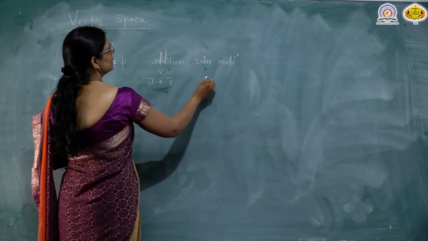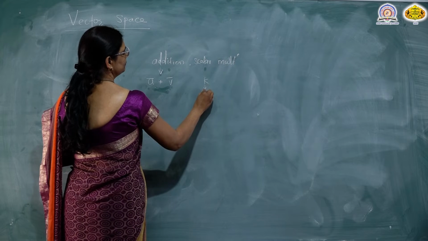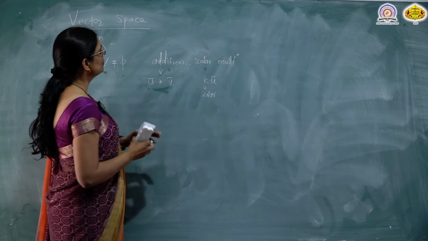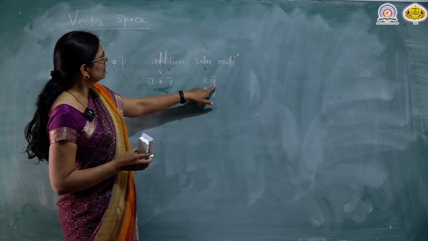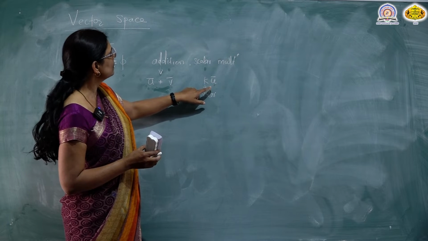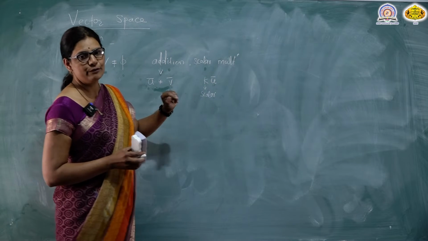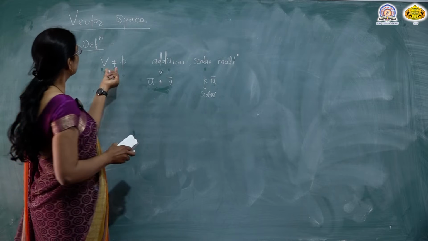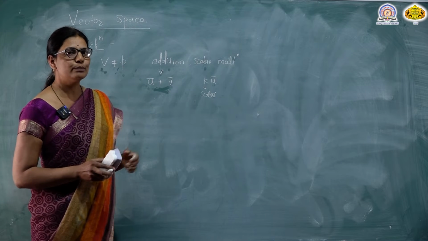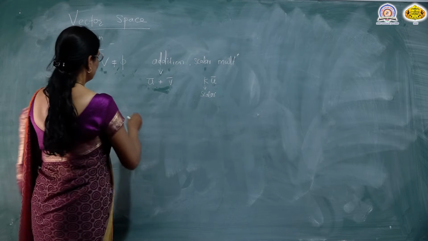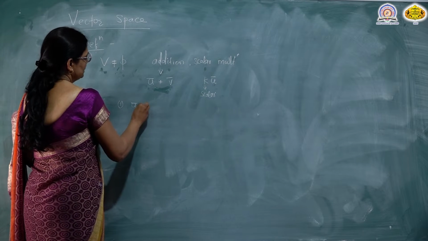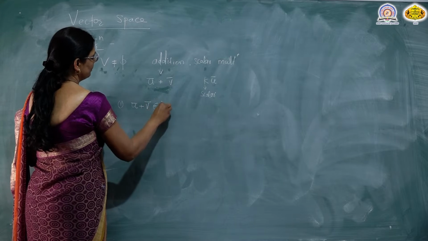For scalar multiplication, we consider one scalar and a vector. So, a scalar k and a vector u bar are related to an element k into u bar. It is called the scalar multiplication of u by k. So, this V is said to be a vector space if the following properties are true. So, the first property is u bar plus v bar belongs to V.